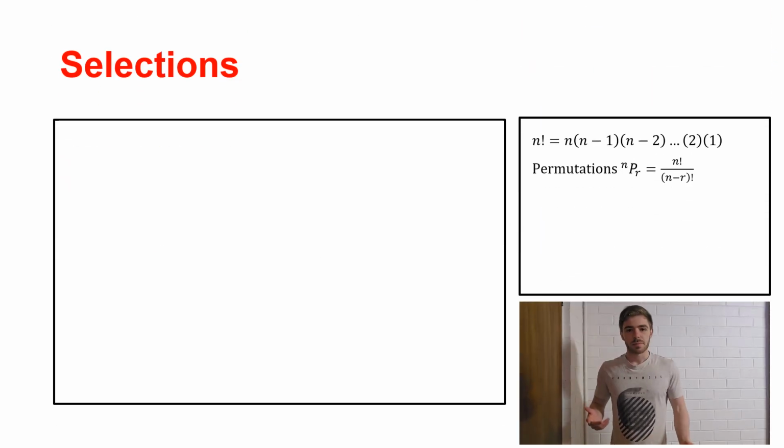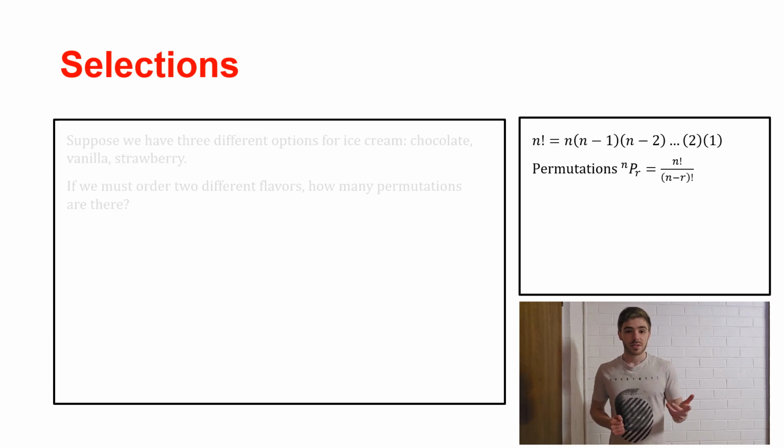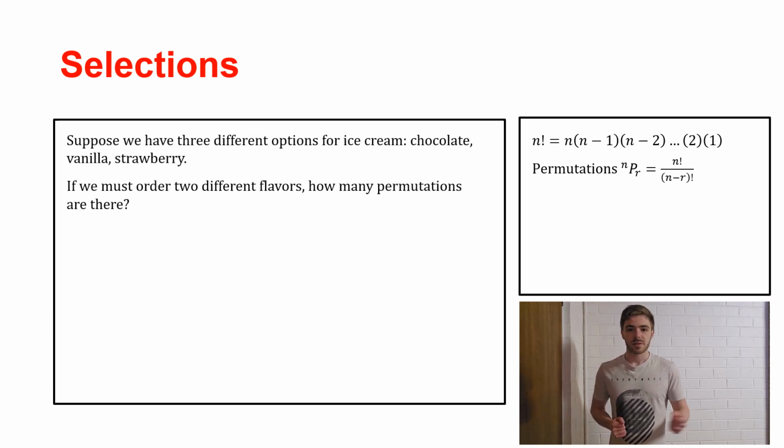Not all scenarios are best described using permutations. One of the problems with permutations is that it considers the order of the objects to be important. For example, let's suppose we have 3 different options for ice cream: chocolate, vanilla, strawberry, and we're supposed to select 2 options from that list.